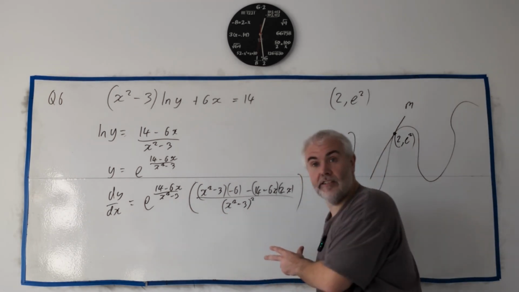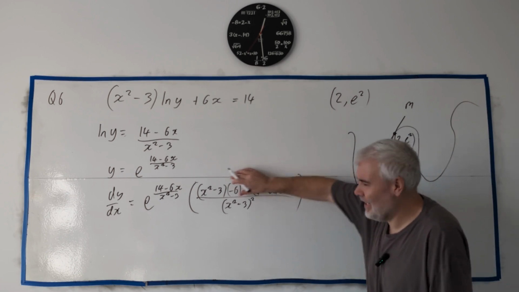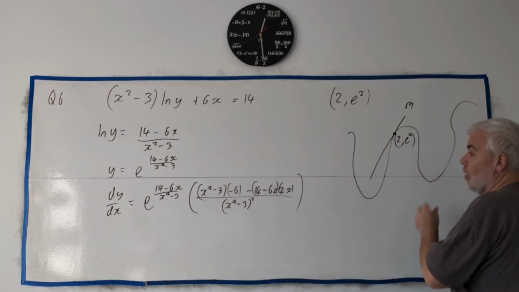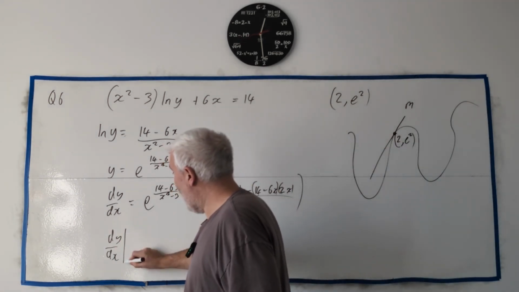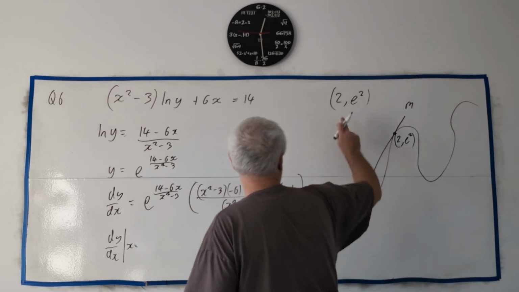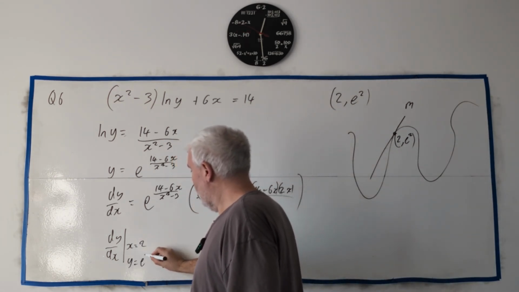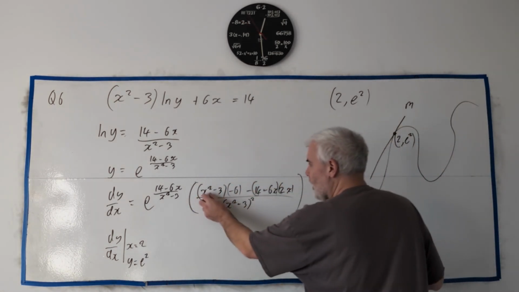That's dy dx. You might say, well, what do I do with all this? You could clean it up a little, but not much. Remember, you're just looking for the slope. Yeah, let me finish this off a little bit. dy dx when x equals 2 and when y is equal to e squared. You go ahead and put all of that in here. It's not as scary as it looks.